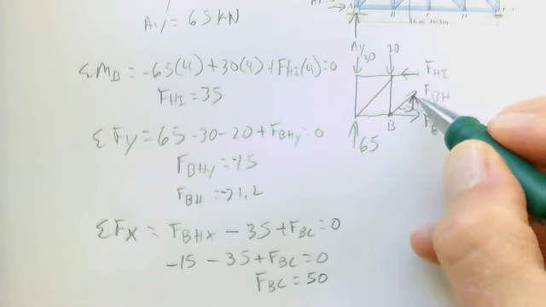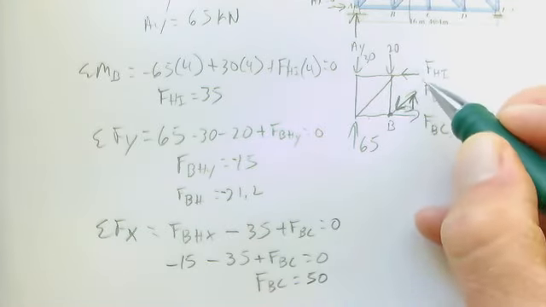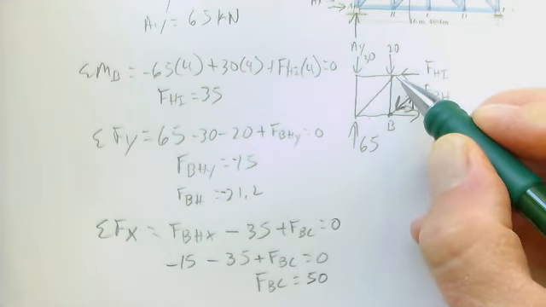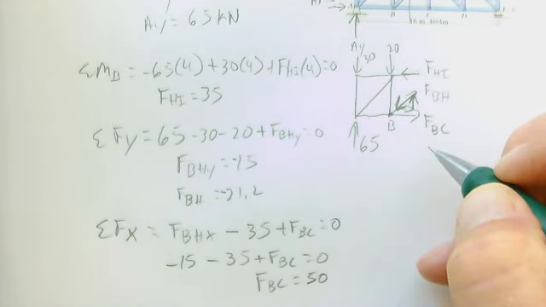And so this one, let's redraw it. It's actually pushing down because our answers are negative. This is pulling back, so it's in tension. Pulling back, so it's tension. Pushing out, so it's a compression.